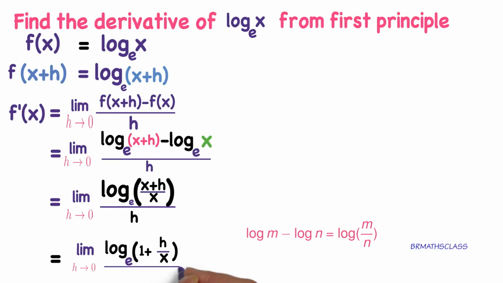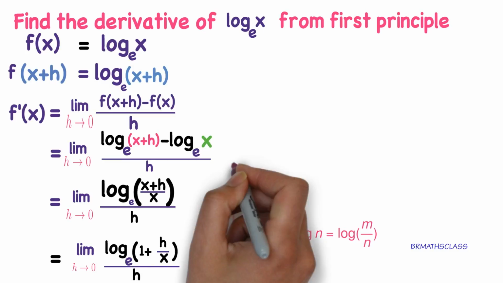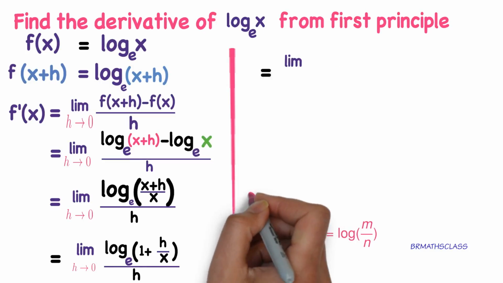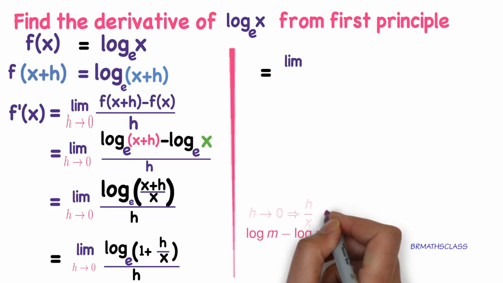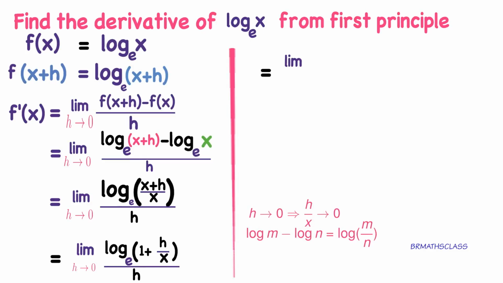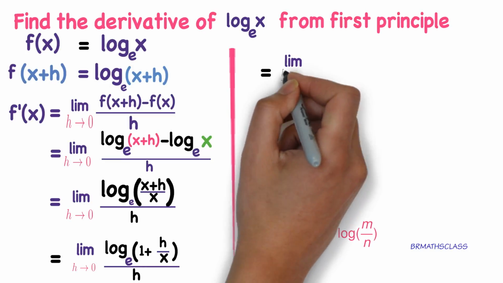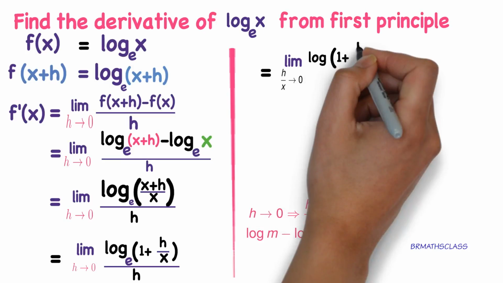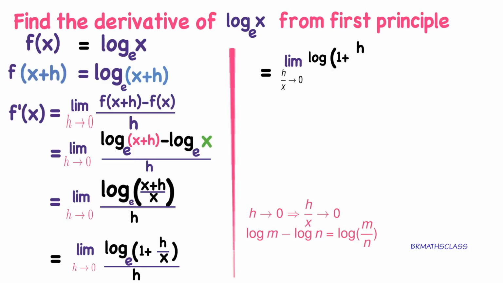This can be understood easily from the previous step. Now observe that when h is approaching 0, dividing both sides by x, h by x is also approaching 0. So when h is approaching 0, h by x is approaching 0. From the previous step and this step, the only difference is that when h is approaching 0, we can write that h by x is approaching 0. Now you observe this step: limit h by x approaches 0, logarithm of 1 plus h divided by x base e, whole divided by h.